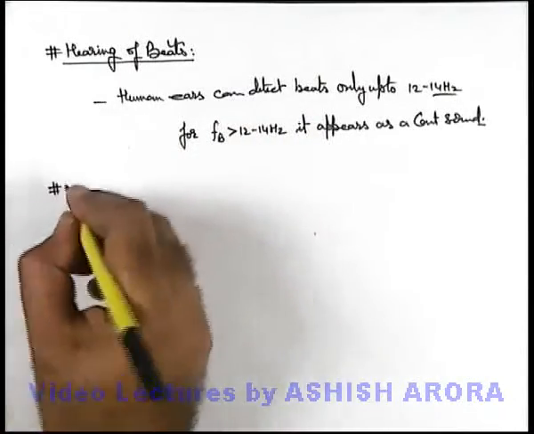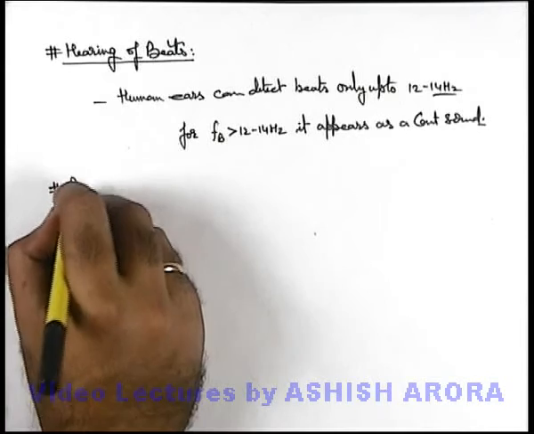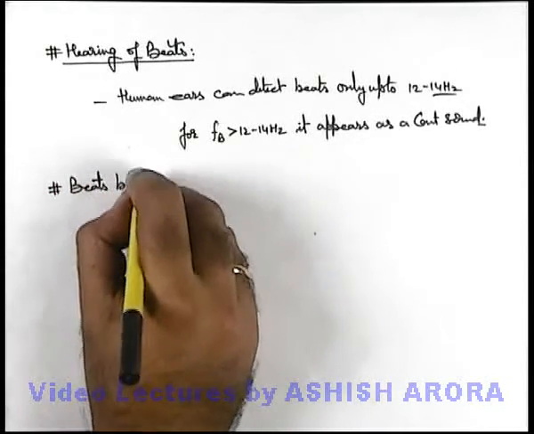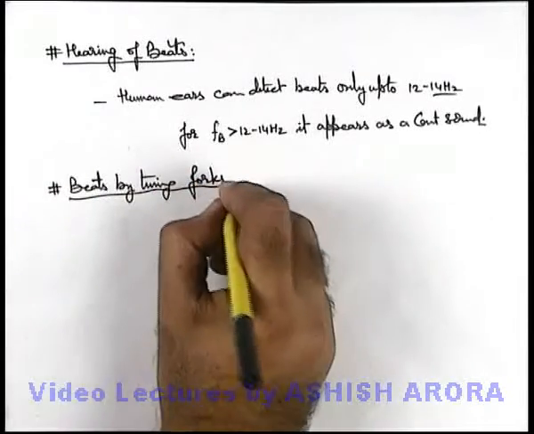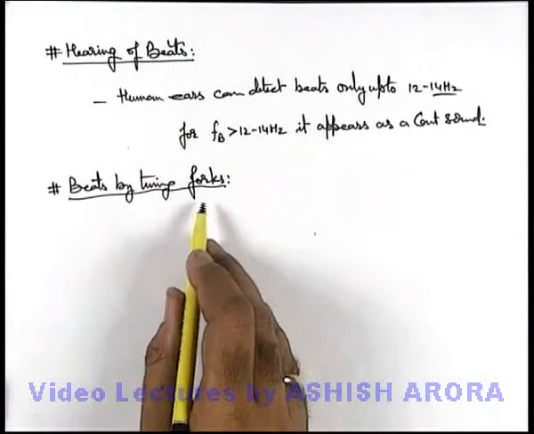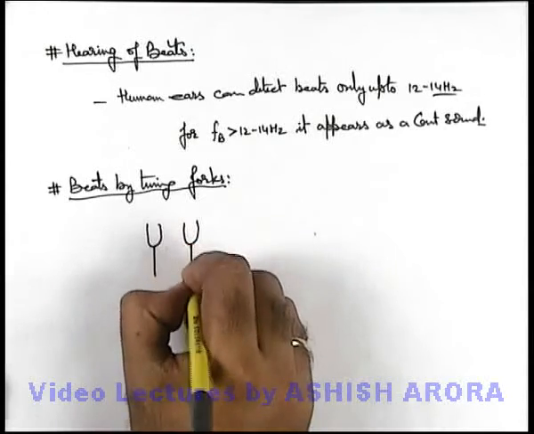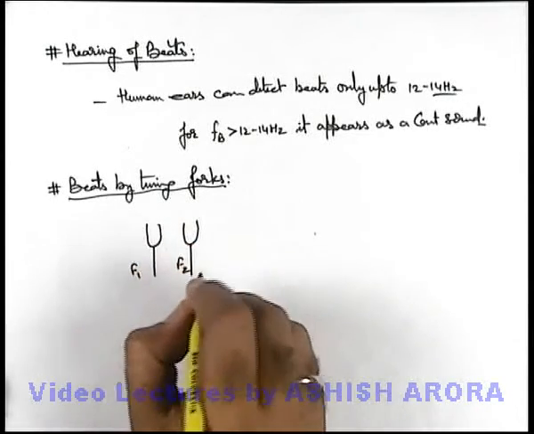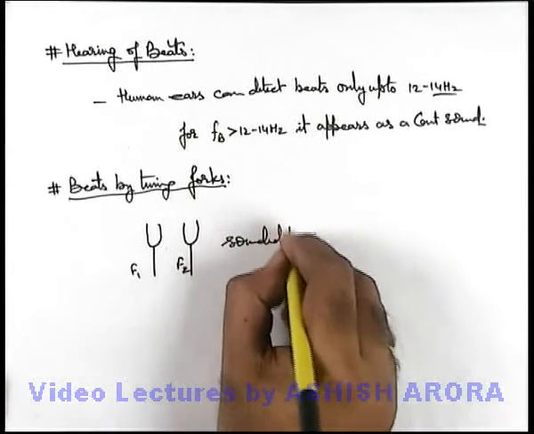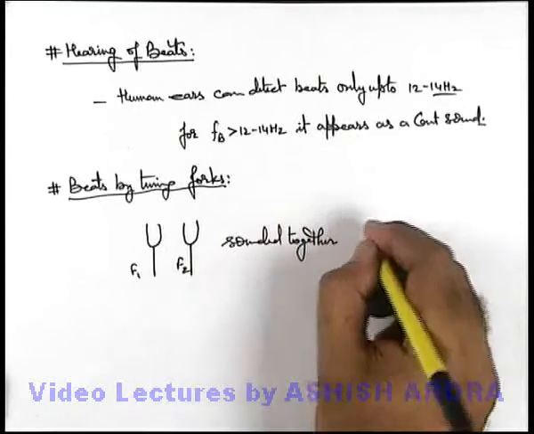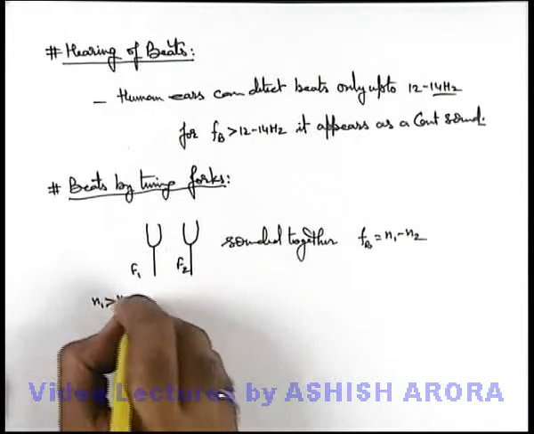Another fact about beats produced by tuning forks you must keep in mind. We know well that tuning forks oscillate when hit on a rubber pad. Say we are given two tuning forks F1 and F2 which have frequencies N1 and N2. When these are sounded together, the beat frequency produced will be N1 minus N2, if we consider N1 is more than N2.